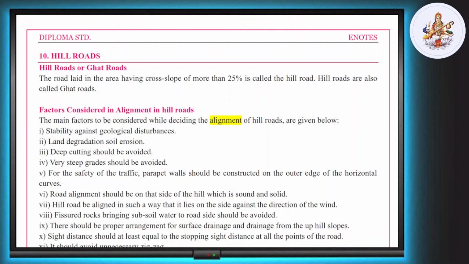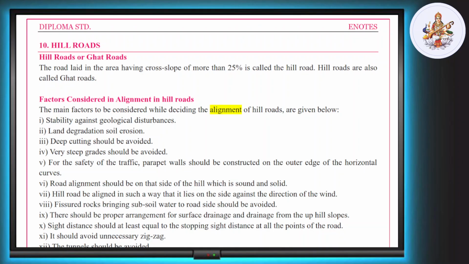What are hill roads or ghat roads? Roads constructed in areas having a cross slope more than 25% are called hill roads. These are also commonly referred to as ghat roads in India, especially in the Western Ghats and Eastern Ghats regions. Real-life example: have you ever travelled from Bengaluru to Ooty? That winding road you take through the Nilgiris is a classic example of a ghat road.